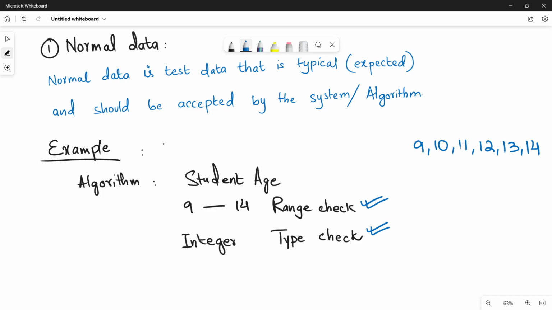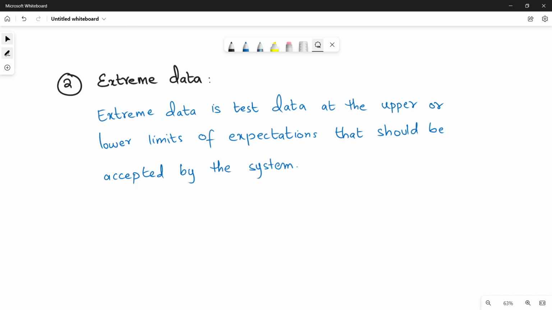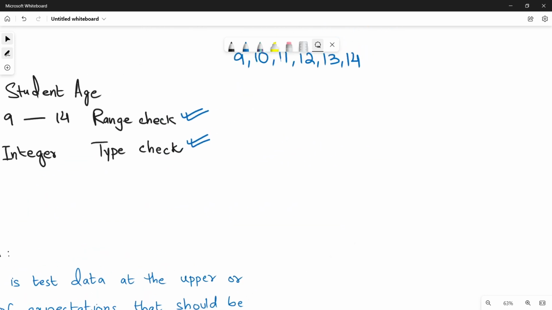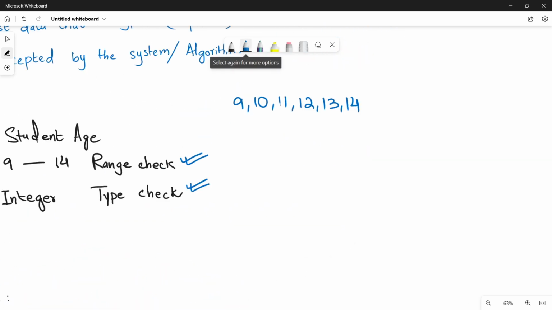Now, quickly moving towards the second type of test data. Here we go. The second type is the extreme data. By definition, extreme data is test data at the upper or lower limit of expectations that should be accepted by the system. Very easy. All the expected values, or the normal data, are available here.